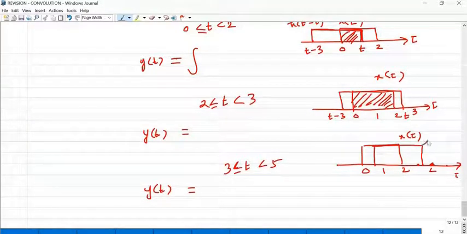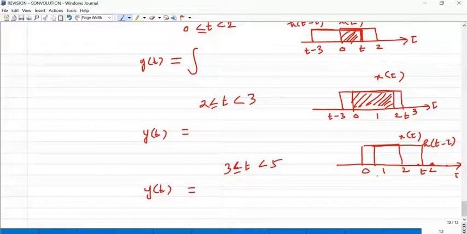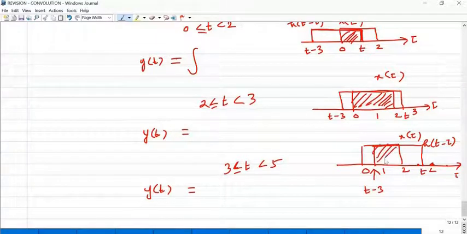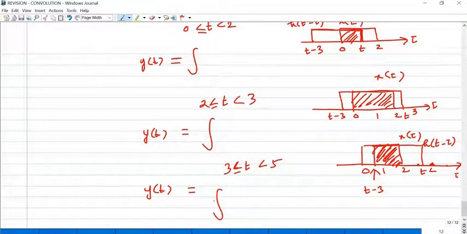Okay, this is h of t minus tau. So this point is t. This point is t. This point is t minus 3. Now the overlapping portion is this much. Okay. So can you tell me the integration limit only? Then we will wind up today's session.